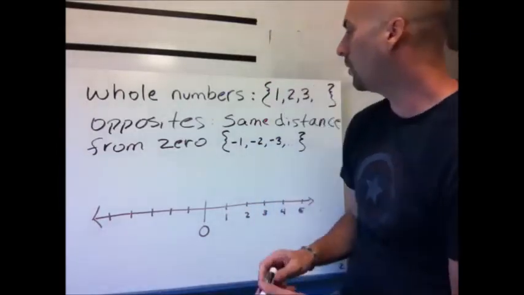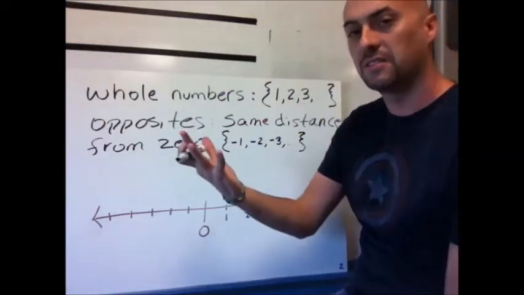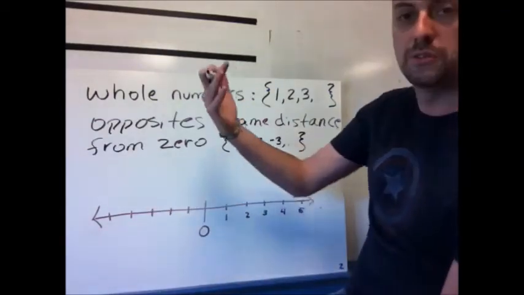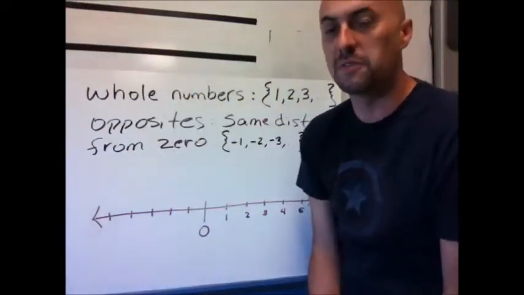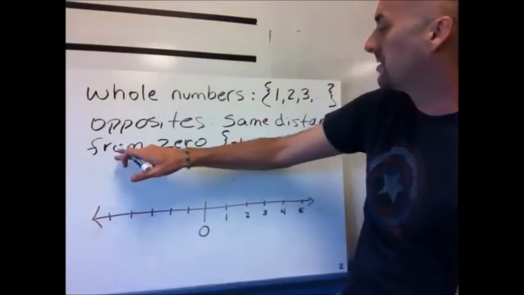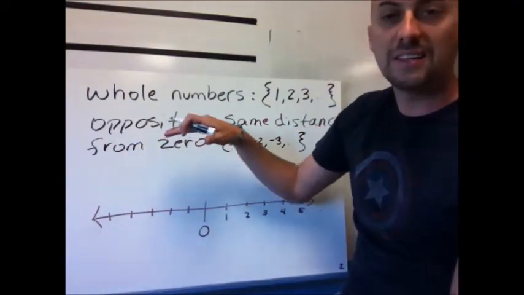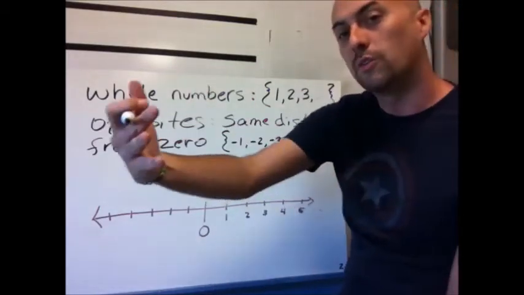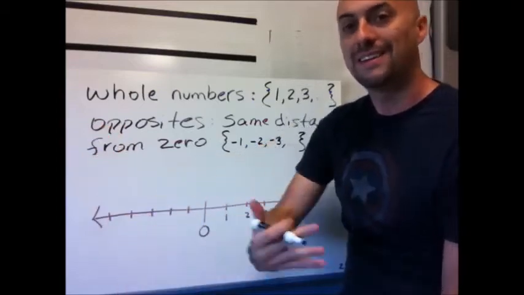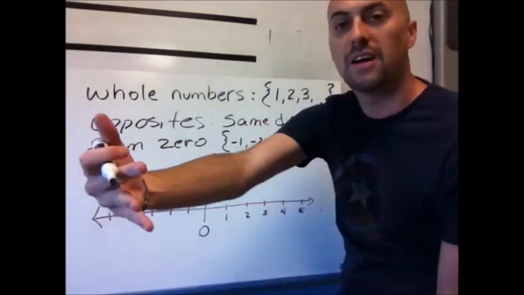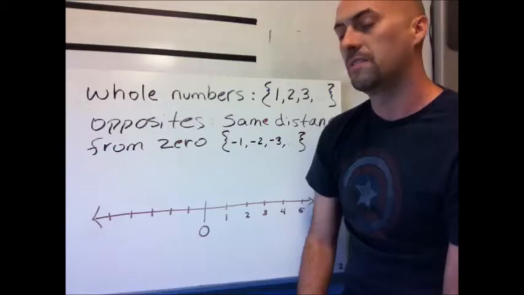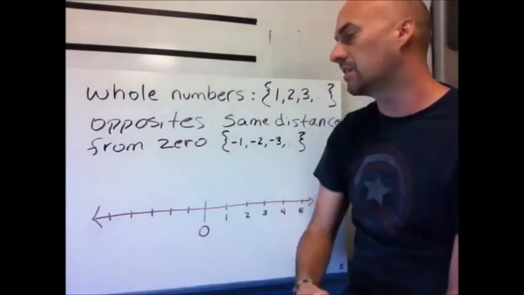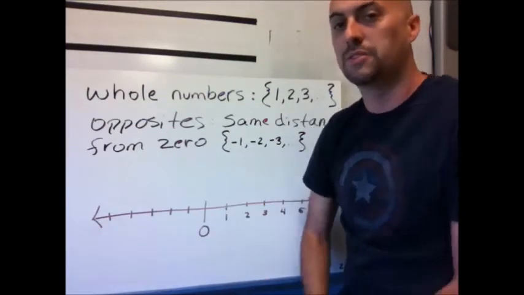So a whole number is just like it sounds. It shows quantity. It's a whole, such as 1, 2, 3, and so on for infinity from there on. Its opposites are going to have the exact same distance from 0 on the number line. So the whole number 1 would have an opposite of negative 1. The whole number 5 would have an opposite of negative 5. The number negative 10 would have an opposite of 10 because on the number line they're an equal distance apart.